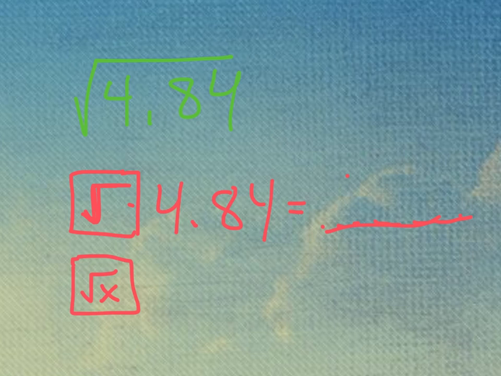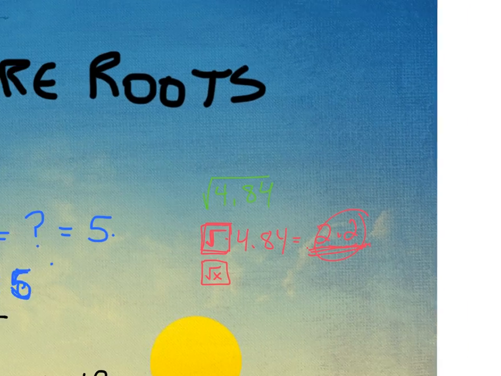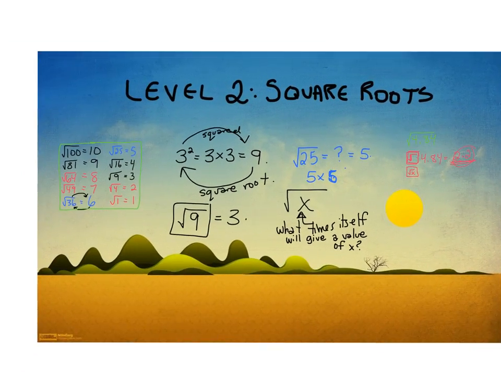Again, I don't have a calculator handy, but actually, wait a second, I do. So let's see, the square root of 4.84 is 2.2. So yeah, it's pretty simple to calculate the square root of any number. As long as you have a calculator handy, you can just press that button and go for it. So that is it for lesson number 2.